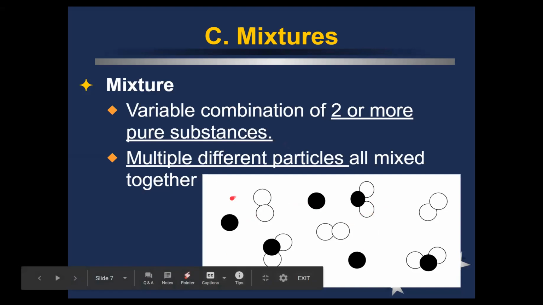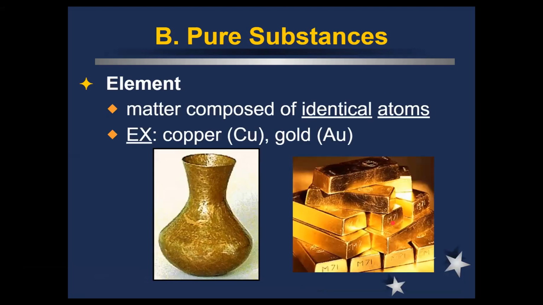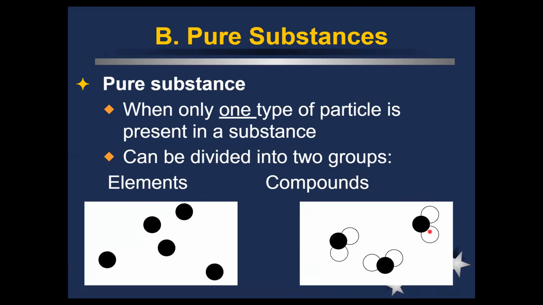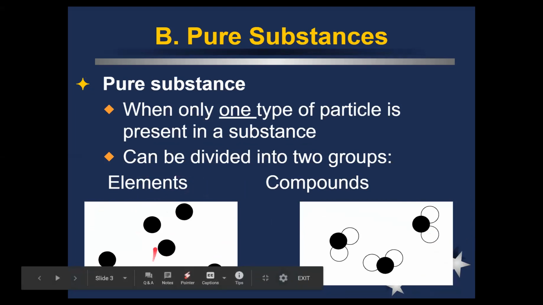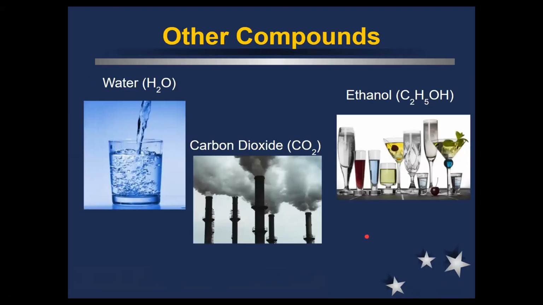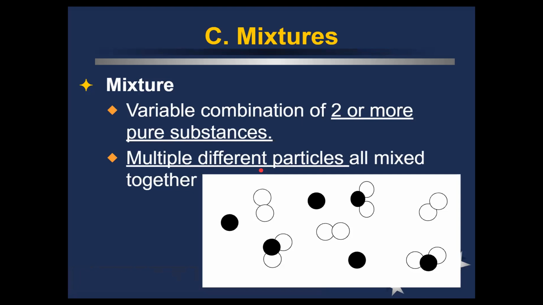Right? So not everything in our mixture looks exactly the same, unlike our pure substance earlier, where everything in a pure substance looks the exact same. So they have these single dots or these compounds, but they're all the same. In a mixture, we can have lots of different stuff, multiple different particles, all mixed, all combined together. That gives us our mixture.